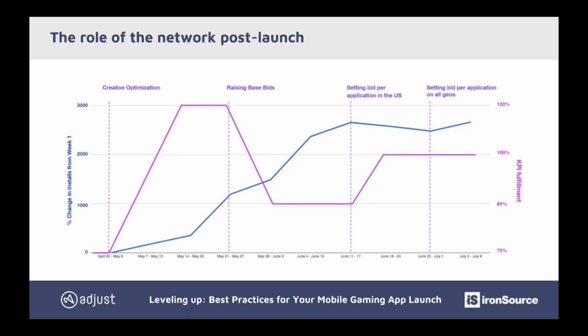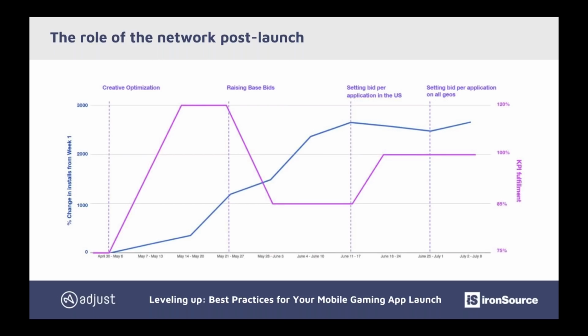In this slide, this is data you can see in one of the case studies on our website. Basically, you can see the whole process from soft launch to real global launch. The purple line shows the KPI fulfillment in terms of the performance versus goal, and the blue line shows the scale in terms of the users acquired, and you can see how each step in the process affects the KPI fulfillment and also the scale that you're trying to achieve to really maximize the yield.